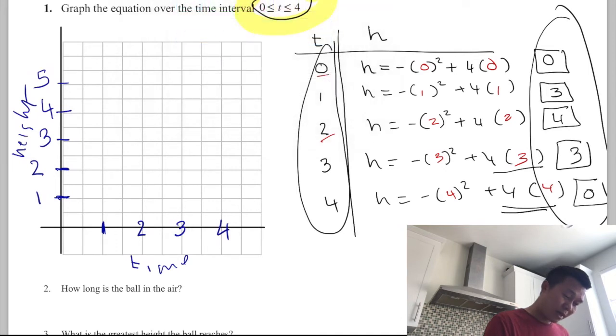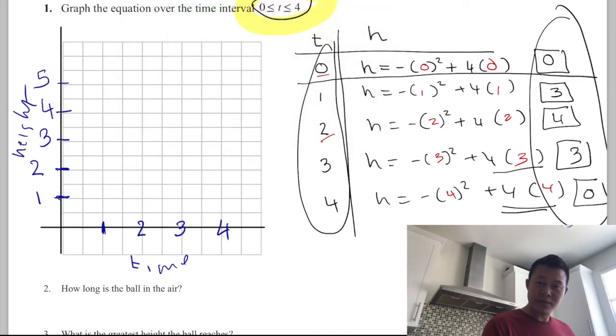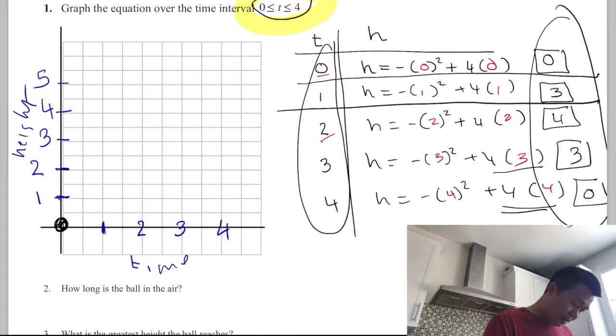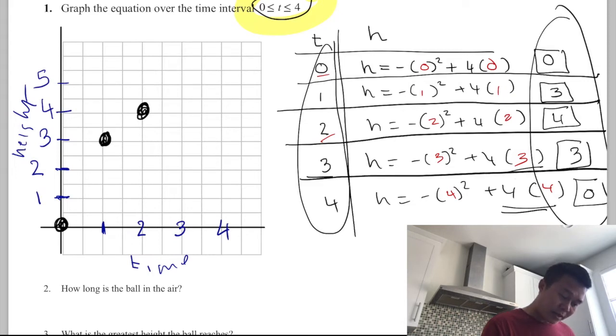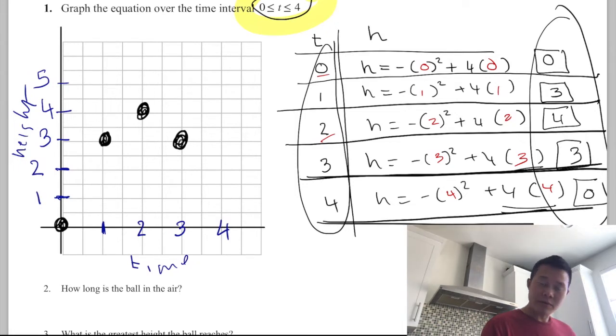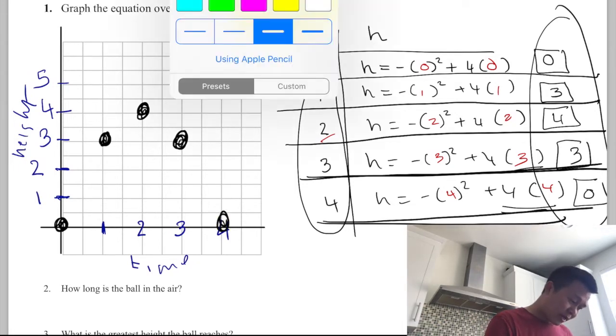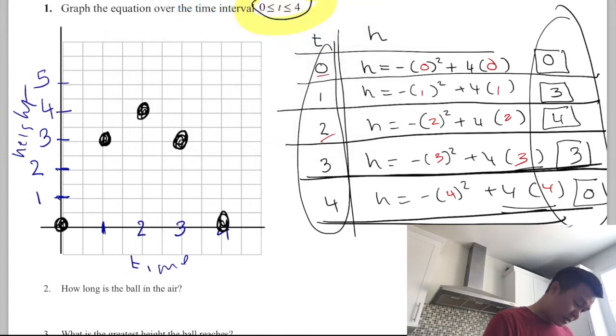So plotting the dots, the first dot that we're plotting is 0, 0. So 0, 0 is right here. The second dot that we're plotting here is 1, 3. The third dot that we're plotting here is 2, 4. So 2 and then 4. And then finally 3, 3. And then lastly 4, 0. And then if we connect them, as you can see, the graph looks like this.